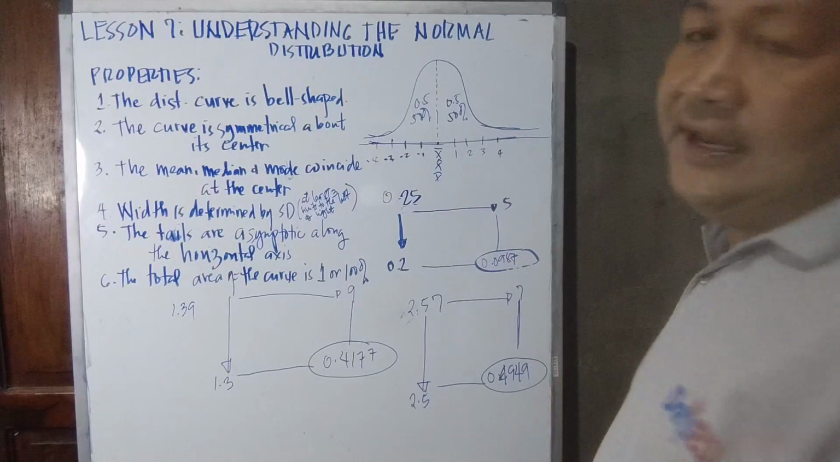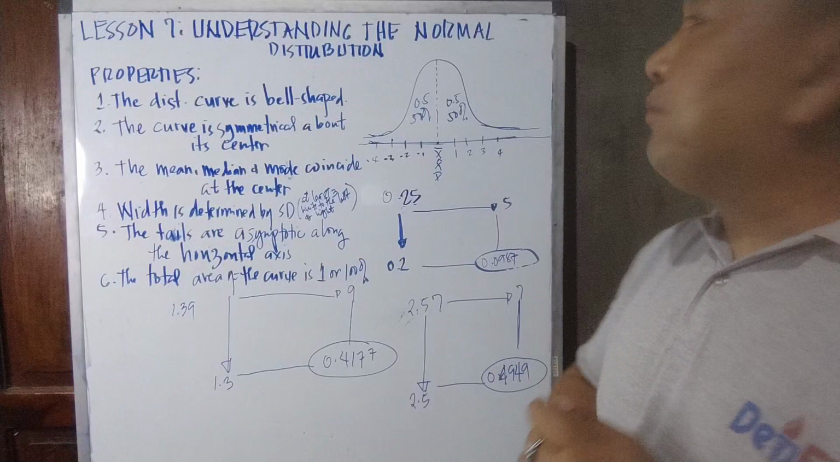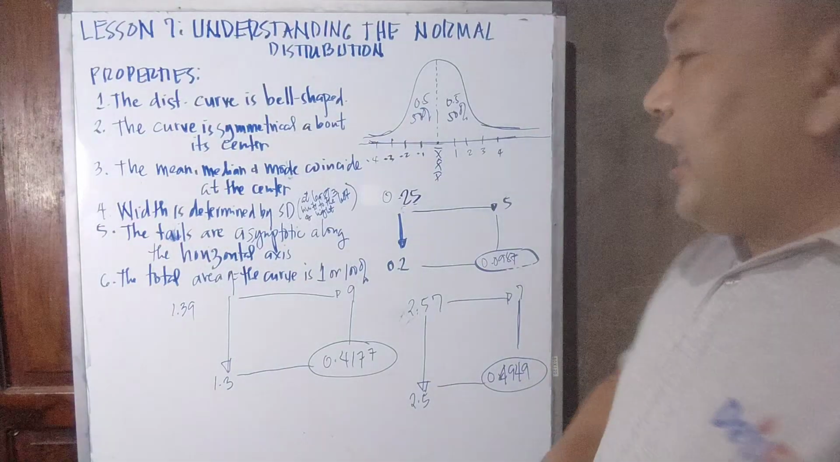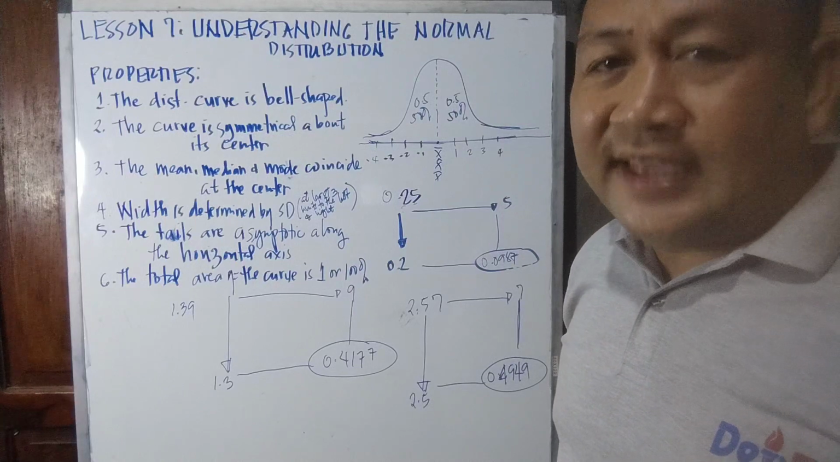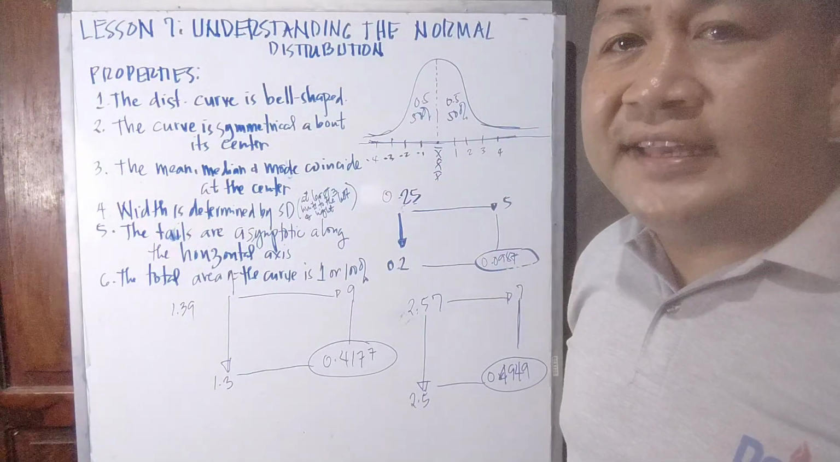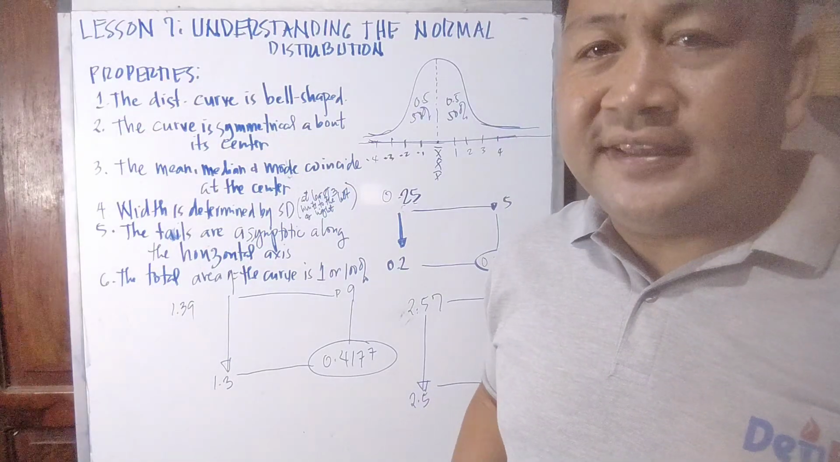0.4949. Okay, so these are the different properties of the normal distribution, and also the illustration on how to make use of the z-table in preparation for finding the area under the normal curve. Okay, stand by for the next discussion.